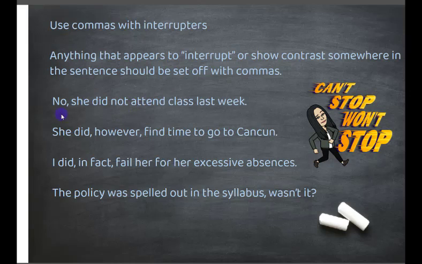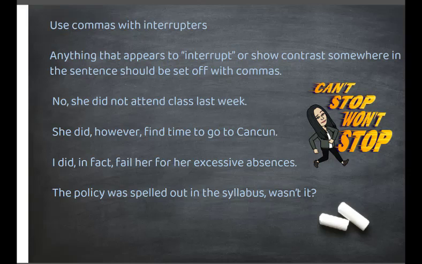So we can just simply say, no, she did not attend class last week. However is one that's very flexible. We could say, however, comma, she did find time. We can also say she did find time to go to Cancun, however. So it's entirely up to you. We can also say, in fact, comma, I did fail her for excessive absences. That can also go in the beginning or at the end. So it's really up to you where you want to put it, but just make sure that they're marked by the commas so we know and can read it in the intended way that you wish as the author.